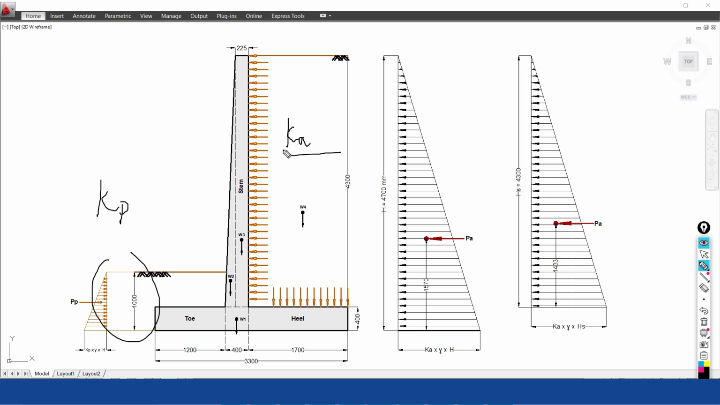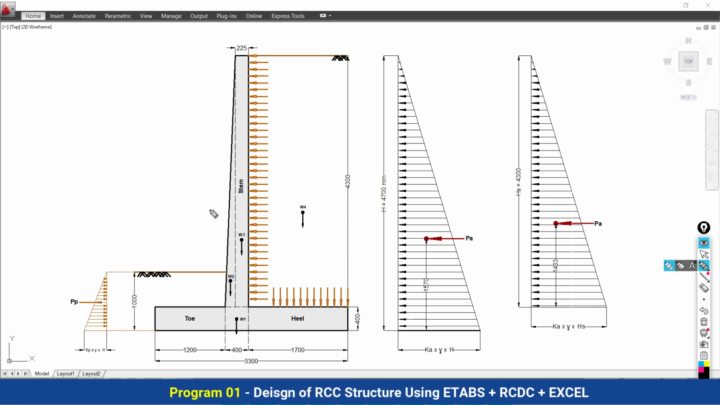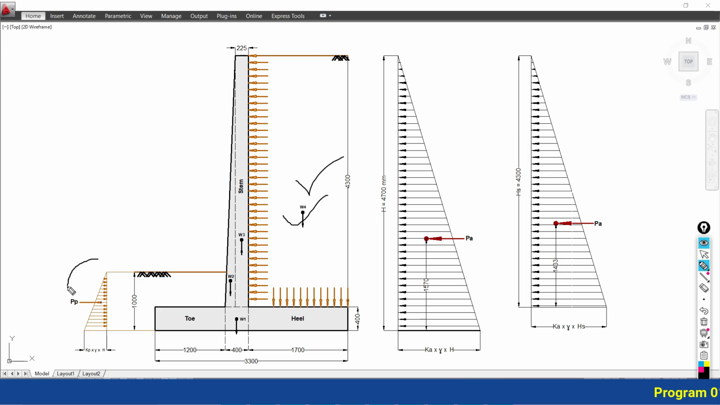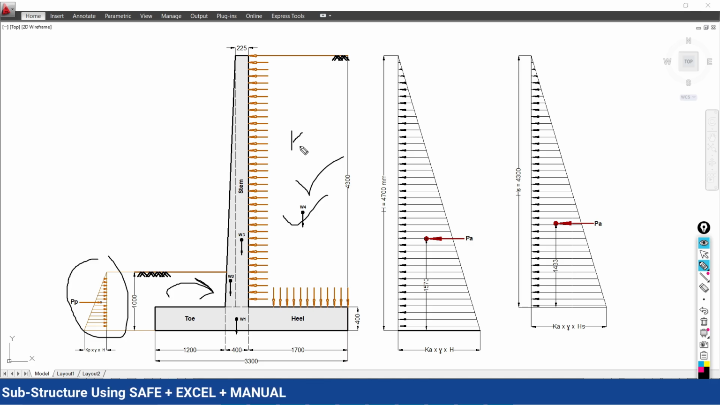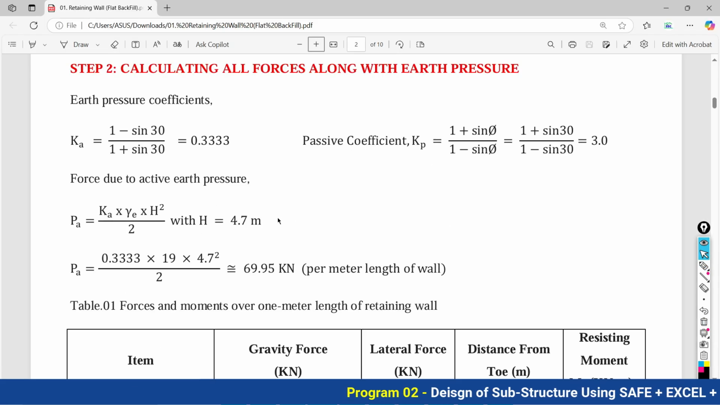Unless you calculate this active pressure coefficient and passive pressure coefficient, you are not able to calculate the actual force coming on your retaining wall from the soil mass from this side, and the force coming from this side of the soil to your retaining wall. These two forces we have to calculate, and this is possible by calculating the pressure coefficients Ka and Kp. So these two calculations we are going to do first in our step.